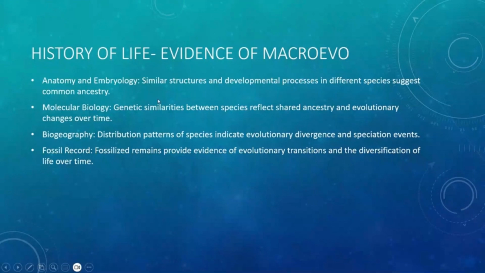Evidence of macroevolution. Anatomy and embryology: similar structures and developmental processes in different species suggest common ancestry. Molecular biology: genetic similarities between species reflect shared ancestry and evolutionary changes over time. Biogeography: distribution patterns of species indicate evolutionary divergence and speciation events. Fossil record: fossilized remains provide evidence of evolutionary transitions and the diversification of life.